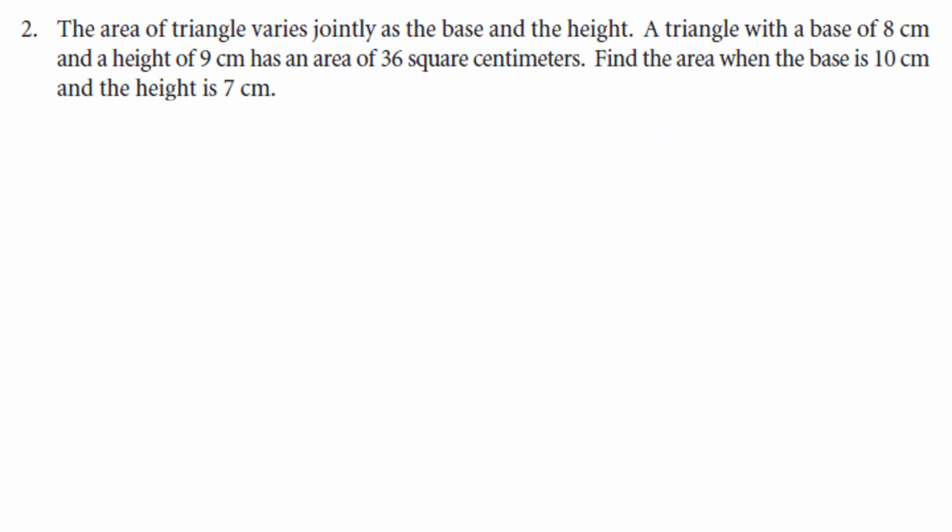The next question, let's have this one. The area of a triangle varies jointly, like the hint earlier, as the base and the height. A triangle with base of 8 and height of 9 has an area of 36. Find the area when the base is 10 and the height is 7. So first and foremost, when dealing with problem solving like this in variation, you should know what kind it is: direct variation, inverse variation, joint variation, or combined variation. In this case, for the first sentence, that is joint variation.